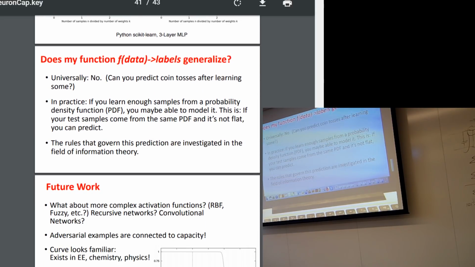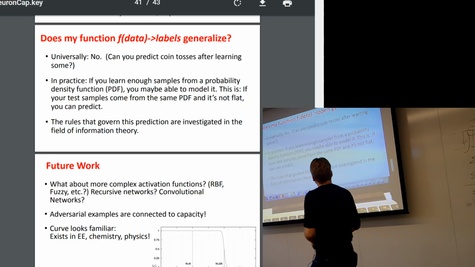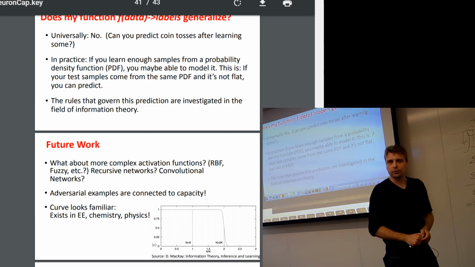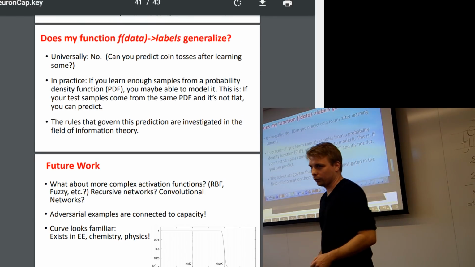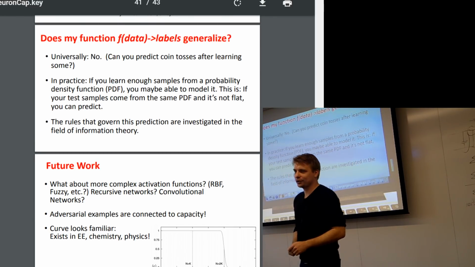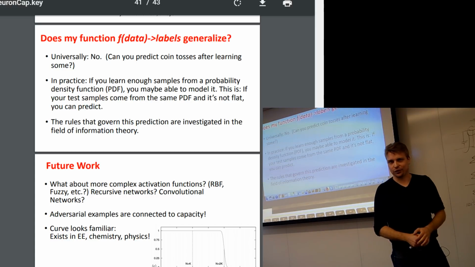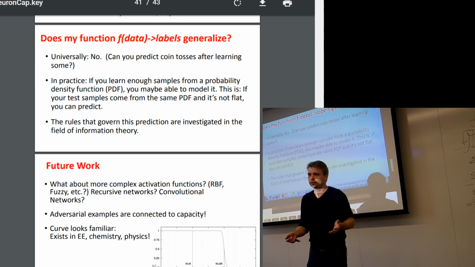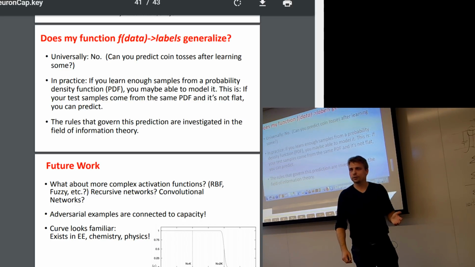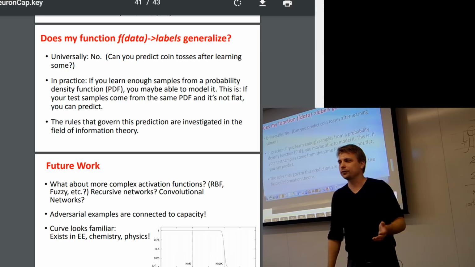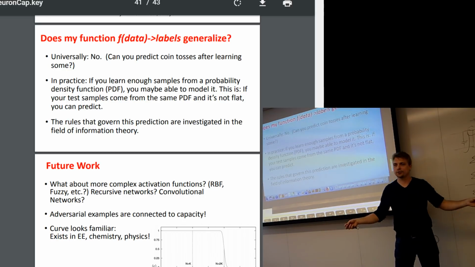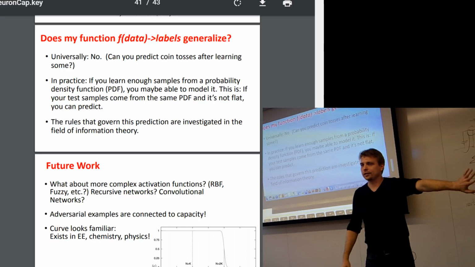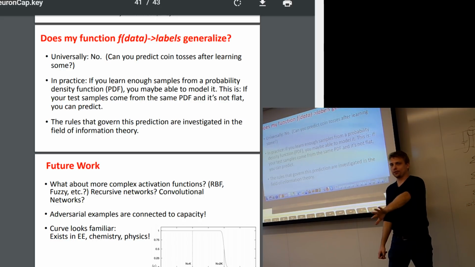here's one more thing that you're all itching about, right? Does my function of data labels generalize? So first of all, I'm taking the physicist standpoint and saying universally, no. Done, right? Universally speaking, you can never generalize, okay? Why? Well, just think about it. You learn 1,000,000 coin tosses. Can you predict the millionth and one coin toss? If you have all independent events, if you have a flat distribution, you cannot predict. Interestingly enough, you can still have the capacity to learn all of these coin tosses.